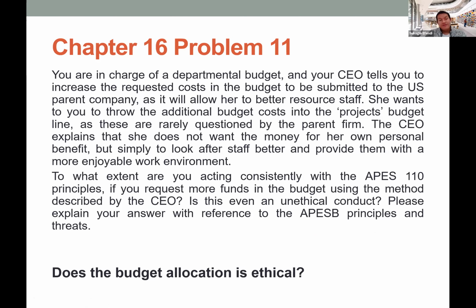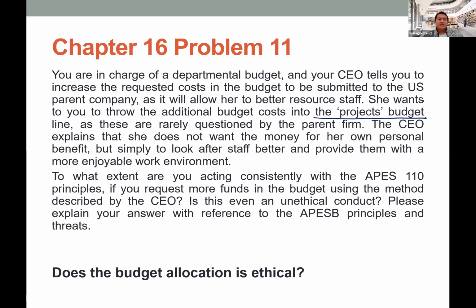So now we have departmental budget. You are in charge of the departmental budget. You are a budget officer, and your CEO tells you to increase the requested costs in the budget to be submitted to the US parent company. It will allow her to better resource staff. She wants you to throw the additional budget costs into the project budget. So adding more budget to the project budget.